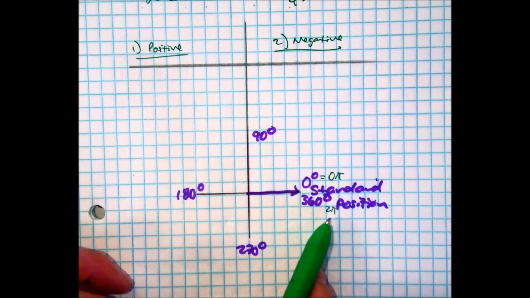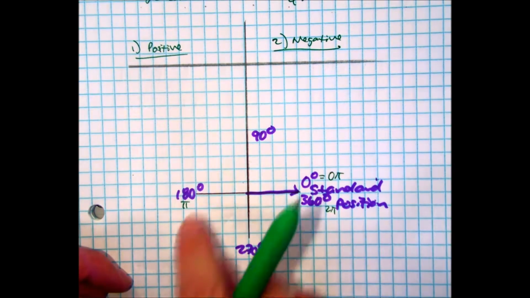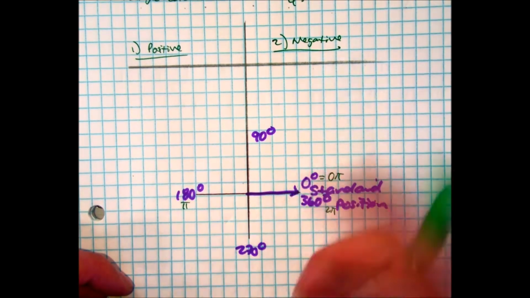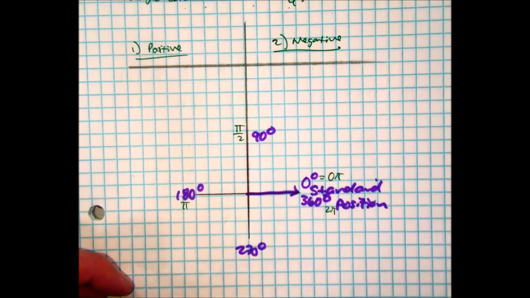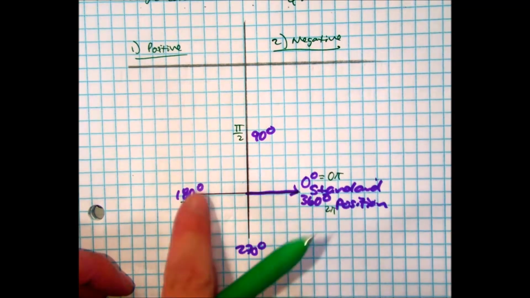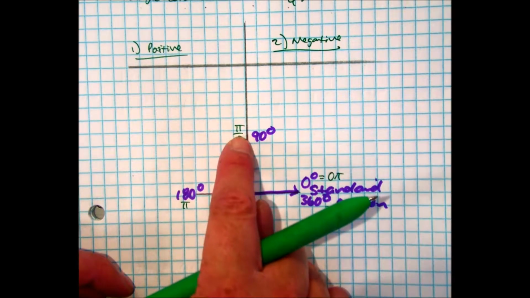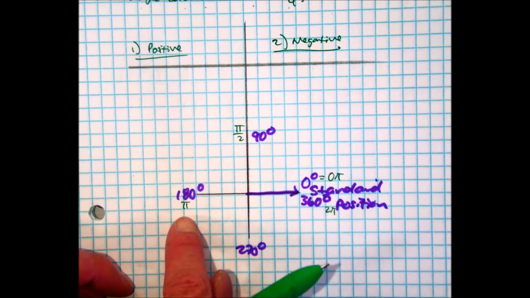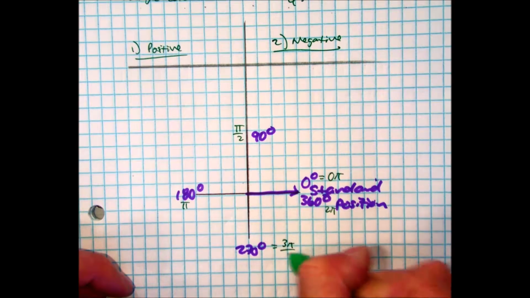Class, what's half of 2 pi? So 180 degrees is equal to pi. What is half of pi? Pi over 2. 90 plus 180 equals 270. So pi over 2, or 1 pi over 2, plus pi, or 2 pi over 2, gives us what? 3 pi over 2.